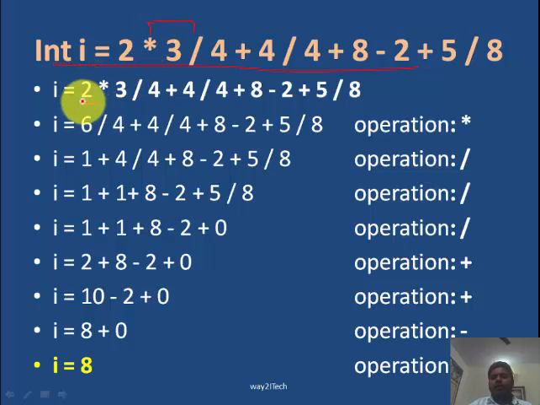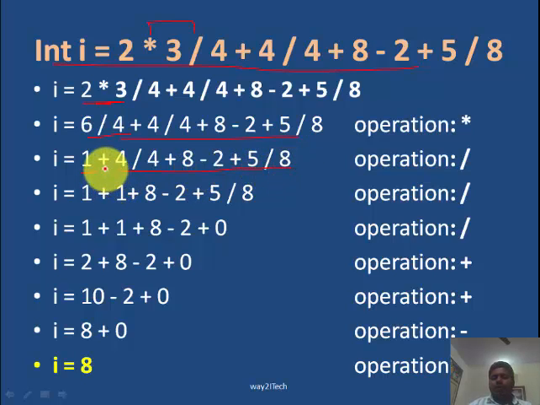So 2 into 3 will be solved first. 2 into 3 is 6, and we will write the following expression as it is. Now there are two operators, division and plus. Division has higher priority, so we will solve division first. So 4 divided by 6, we will be getting the quotient. The quotient here is 1, and we will write the rest of the expression as it is.